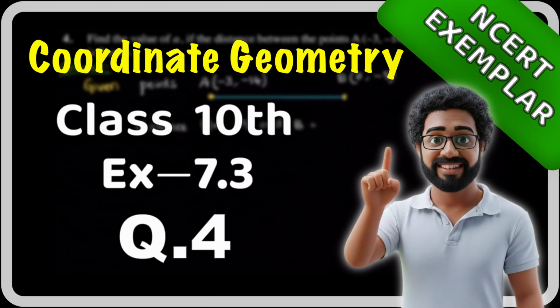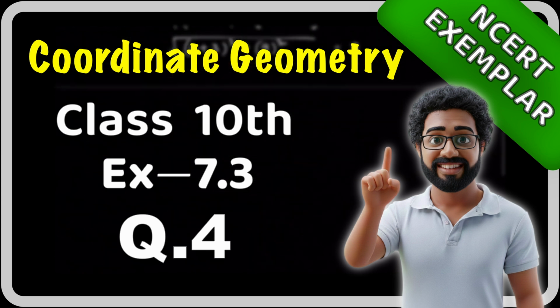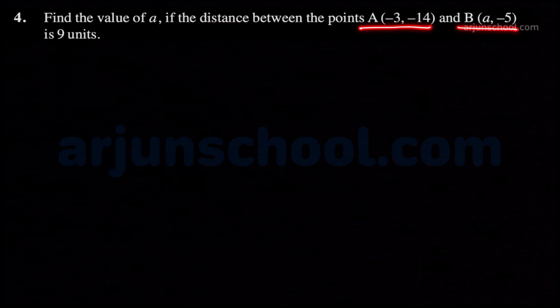NCERT Exemplar Solutions, Class 10, Maths, Chapter 7, Exercise 7.3, Question 4. Find the value of a if the distance between the points A(-3, -14) and B(a, -5) is 9 units. Let us find the answer.